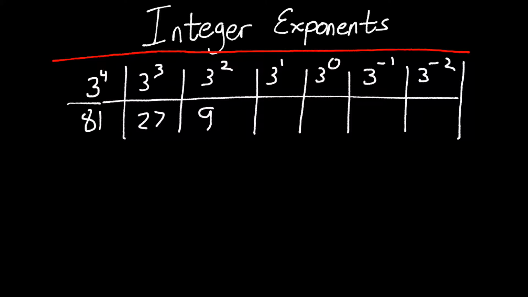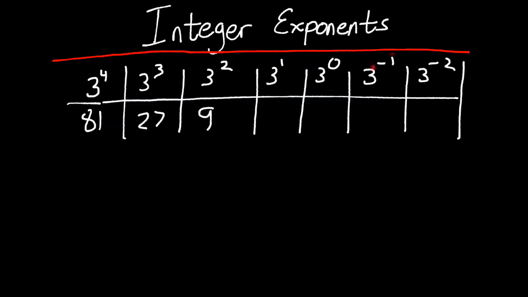Welcome to my video on integer exponents. In this video we are going to look at exponents that are positive, 0, and negative and figure out how we can evaluate them. As we see in front of us, I have a list of exponents on the same base. The base is 3 and the exponent is 4, or 3, or 2, or 1. Then we have 0, -1, and -2 as our exponents.